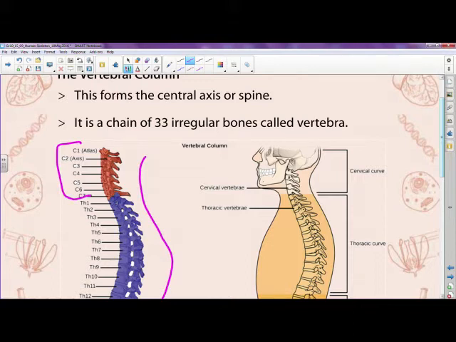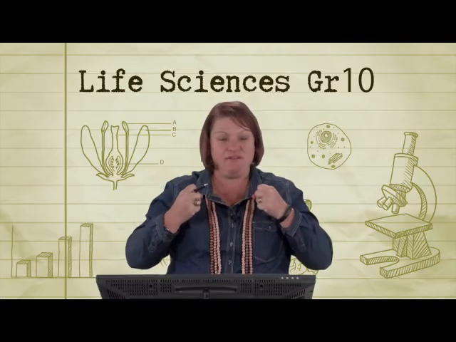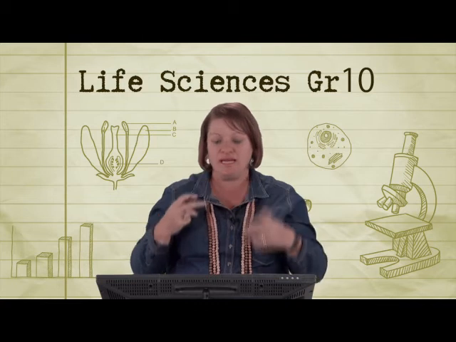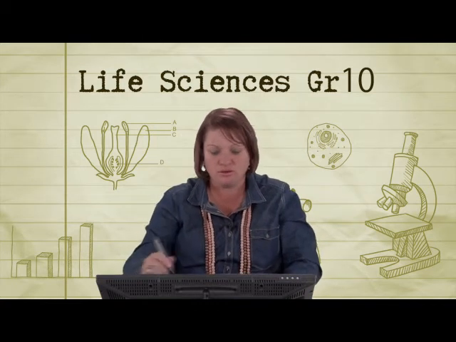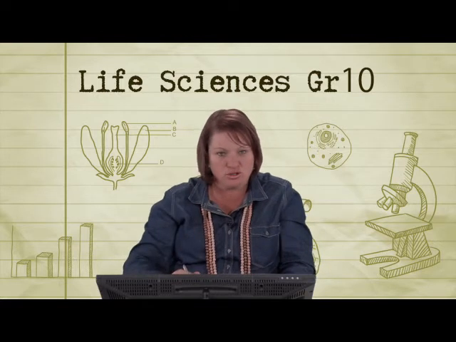So from the skull, in your neck region, and if you have a look at them, they are small. They are very small because what do we need? We need mobility. We don't want something that's heavy. We want to be able to move our neck nice and easy. And that is called the cervical vertebra.